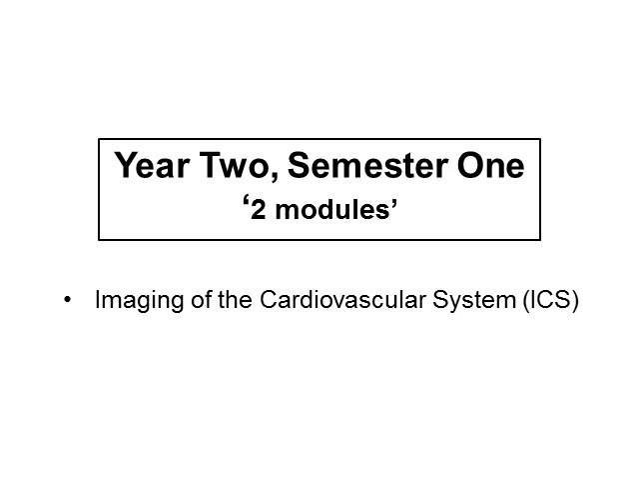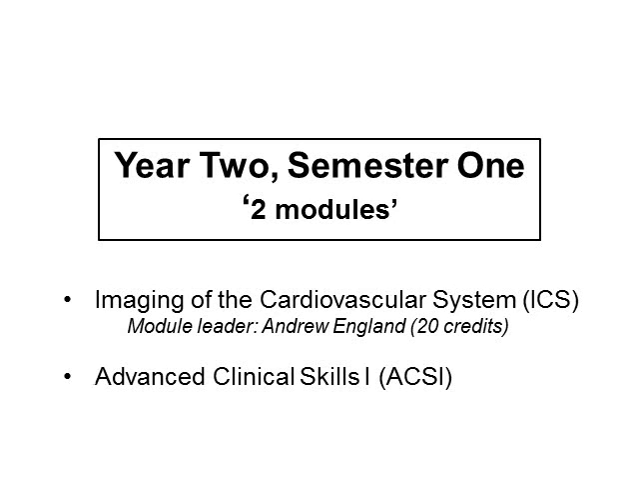So Year 2 Semester 1 is split up into two modules. We have Imaging of the Cardiovascular System, which I look after, and that's a 20 credit module. And then alongside it we have Advanced Clinical Skills 1, ACS1 for short, and the module leader for this is Joanne Ashworth, and this is a 40 credit module. Joanne will explain the content and the assessment for the ACS1 module, and I will just talk about imaging of the cardiovascular system today.